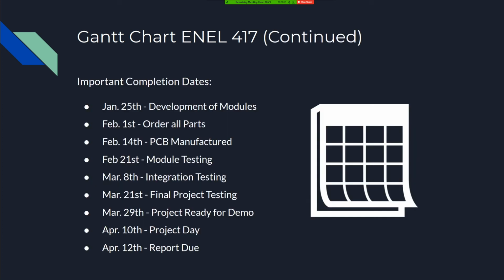So these are the important completion dates outlined for our project. We plan to have the development of modules completed by January 25th. We plan to have all of our parts ordered by February 1st. We plan to have the PCB manufactured by February 14th. We plan to have all of the modules tested by February 21st. We plan to have the integration of all of our modules together completed by March 8th. And we plan to have our final project testing completed by March 21st. We plan to have our project demonstration ready for March 29th. And the project day is on April 10th, with our final report due on April 12th.